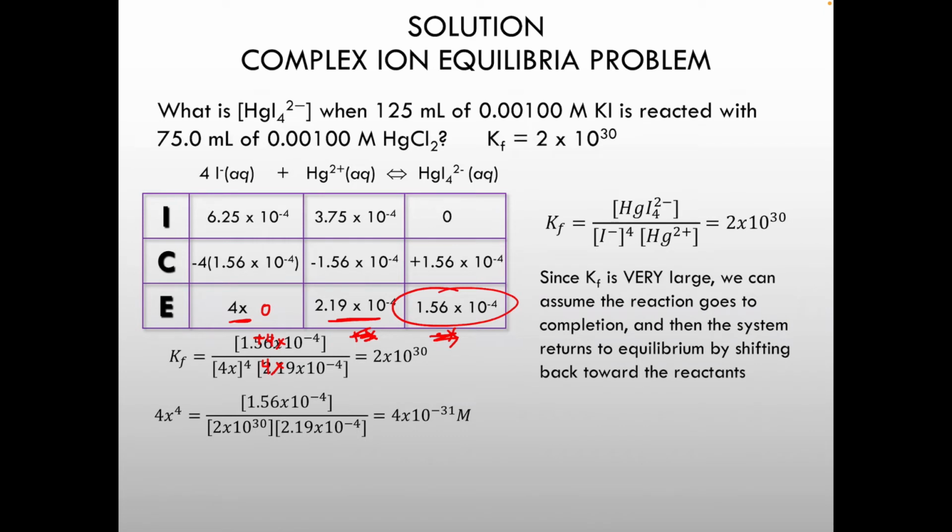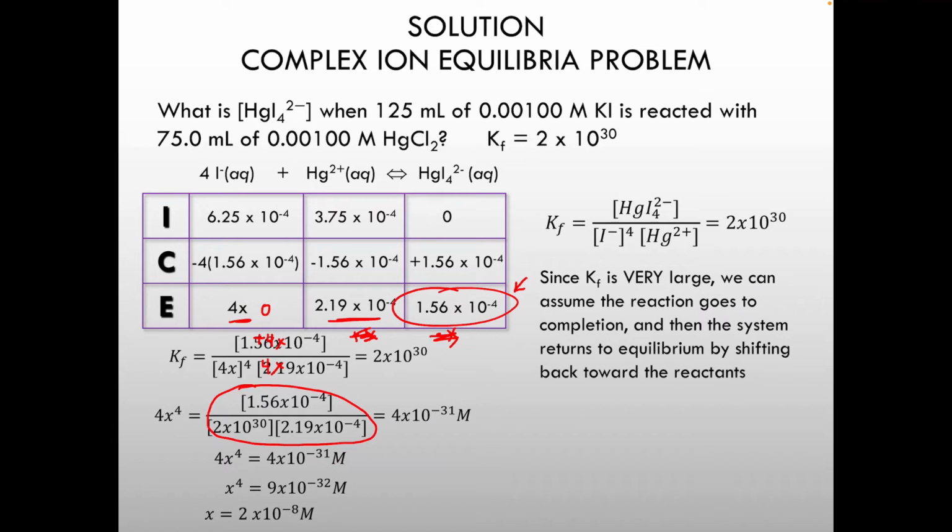Okay, and then we can go ahead and when you calculate that, this all calculated here equals 4 times 10 to the minus 31. So we can set that equal to 4x to the 4th. And then, divide by 4, take the 4th root, and then that will be our concentration, right? Or that will be our x value of our iodine, okay? But I don't want our concentration, or I don't want the x value. I want the concentration of our complex ion.